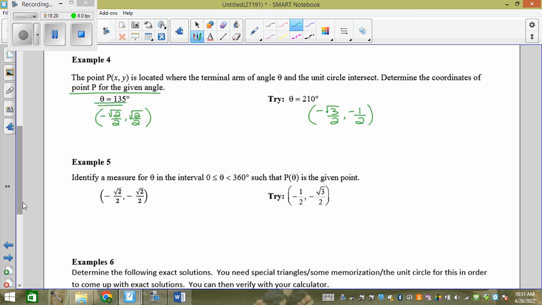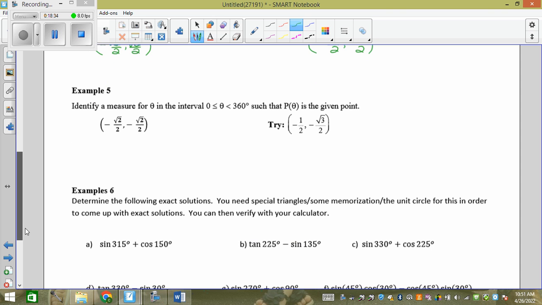Because 210 falls in quadrant 3, right? Between 180 and 270. Okay, now opposite. I'm going to give you the coordinates, and I want the angle between 0 and 360. So if I give you a negative and a negative coordinate, where am I going to look? Am I going to start looking in quadrant 1? No, where should I look? Quadrant 3. If both of these are negative, you go to quadrant 3. So go to quadrant 3. What's negative root 2 over 2 and negative root 2 over 2?